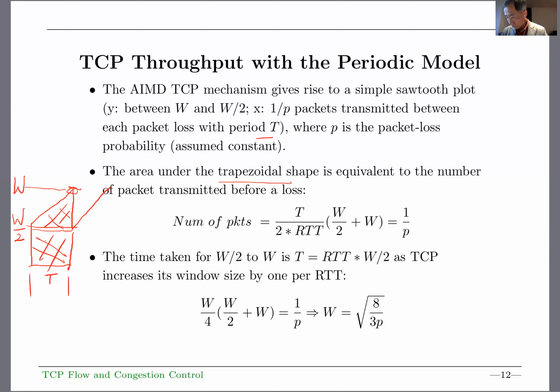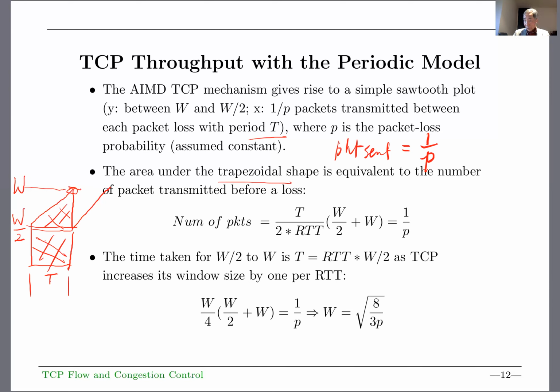Okay, so we want to know what T is. And what is that number of packets? We assume a loss rate of 1%, 0.5%, okay? So the number of packets sent is equal to 1 over P, the inverse of P. So what does it simply say? If P is 1%, then you basically see you're losing 1 packet for every 100 packets.